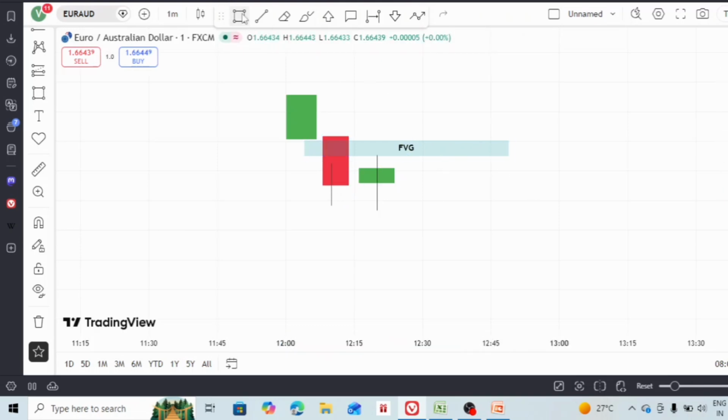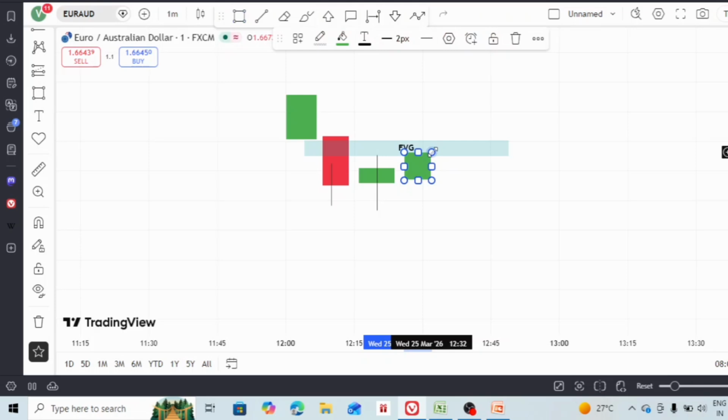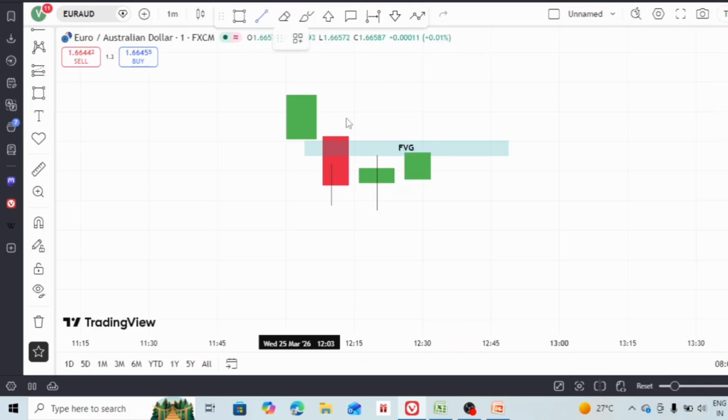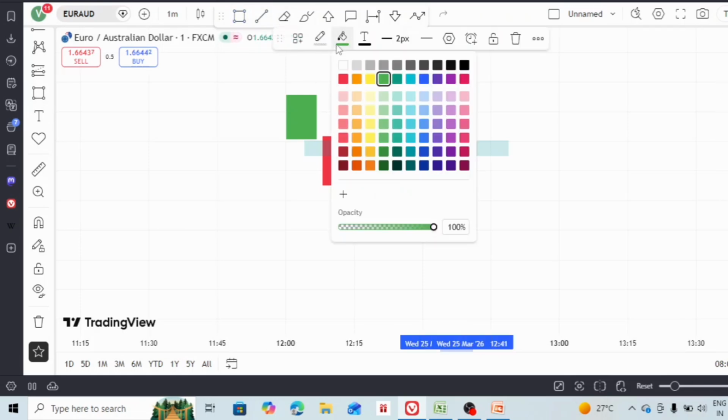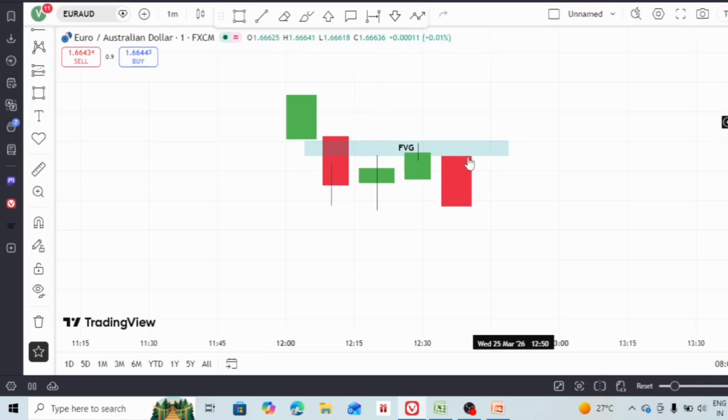So when the market comes and mitigates this gap, gets a rejection, then you can expect the market to go down on the next candle. Okay, on the next candle. So this is about the bearish fair value gap.